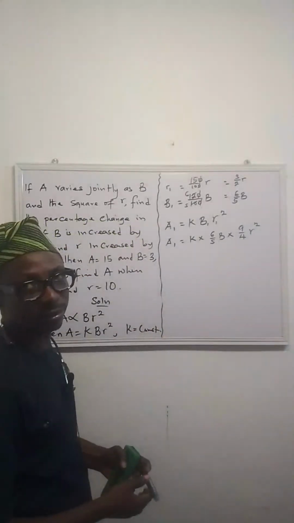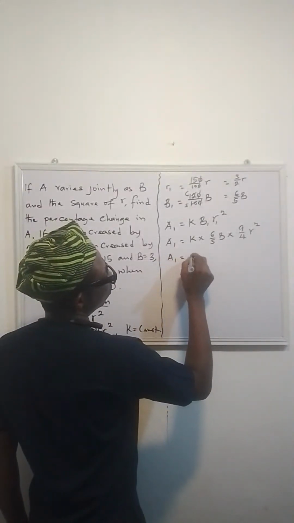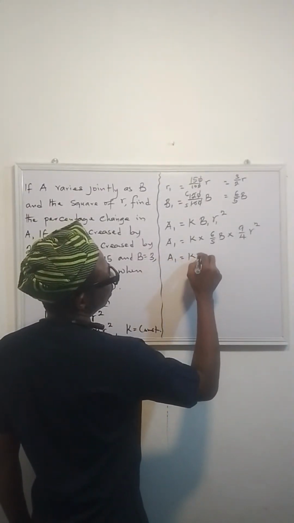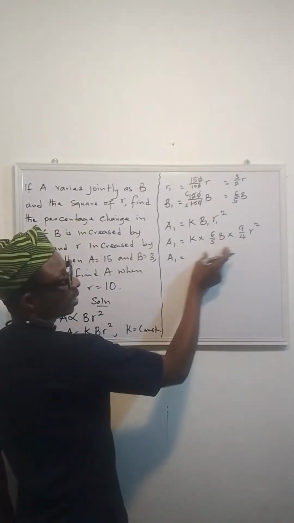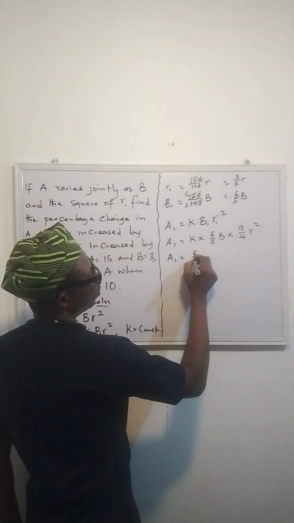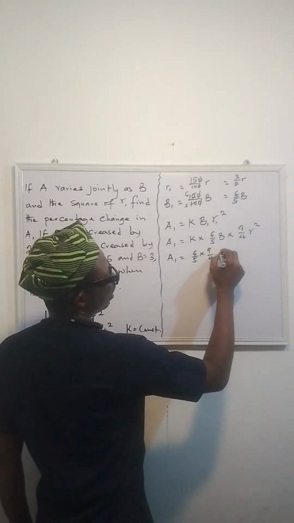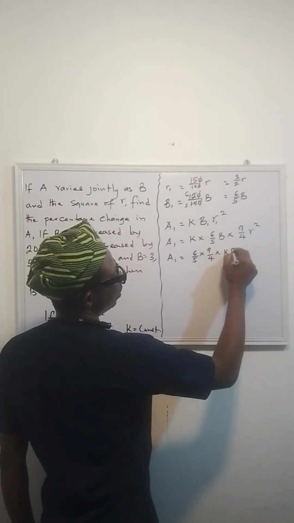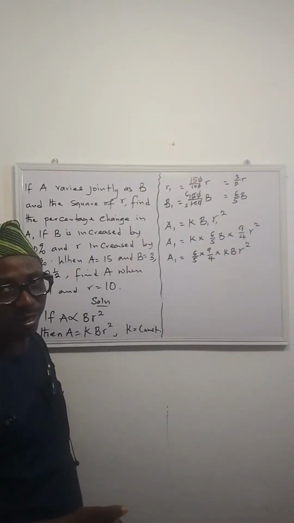So what is the next thing to do? Now let's have it this way. A1 equals K times, or let's write it, let's bring the numbers out. We have 6 over 5 times 9 over 4 times KBR squared. Okay? Hope you get that.